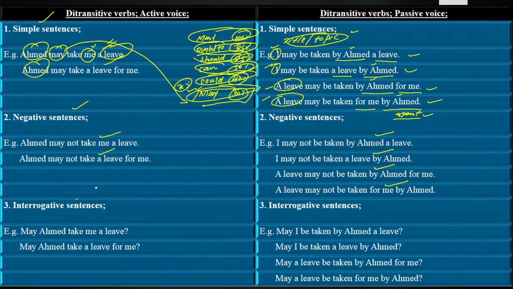Next we have interrogative sentences. Those sentences in which we ask questions and put queries are called interrogative sentences. May Ahmad take me a leave, may Ahmad take a leave for me. May I be taken by Ahmad a leave, may I be taken a leave by Ahmad, may a leave be taken by Ahmad for me, and may a leave be taken for me by Ahmad. So these are the sentences of the modal auxiliary verb may in interrogative.